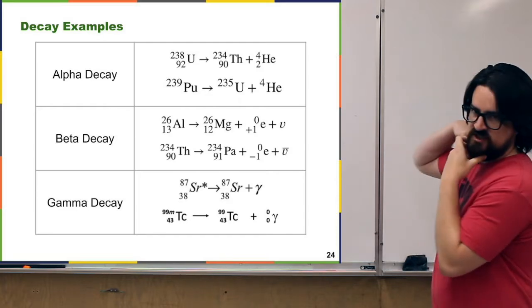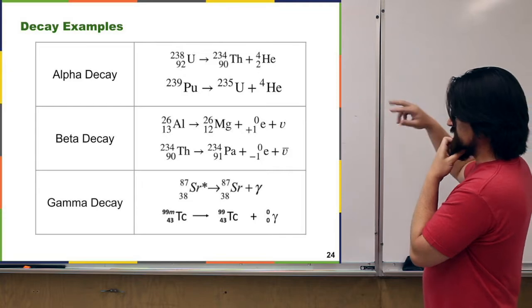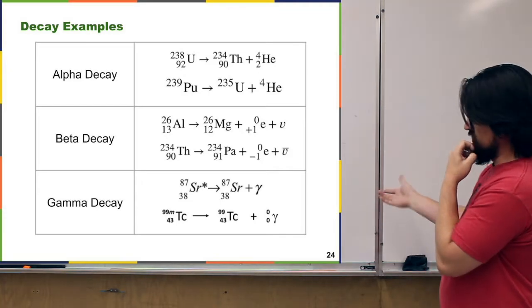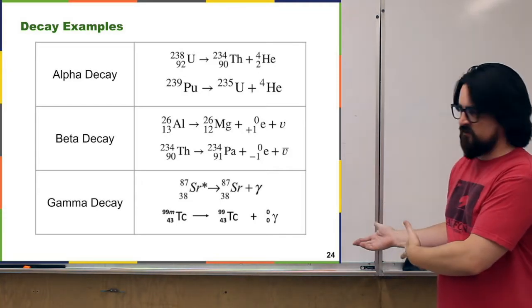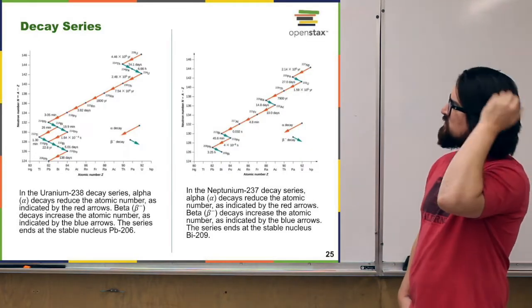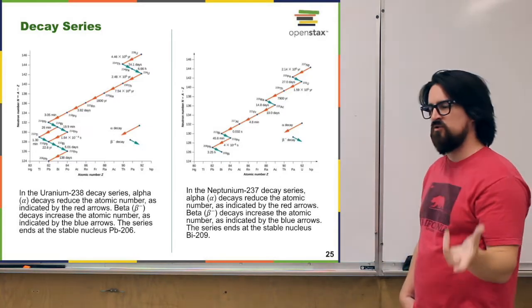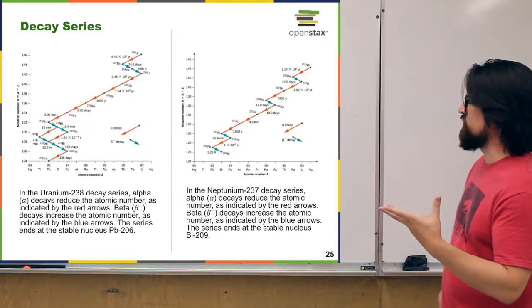So like the kinetic energy of the helium nuclei that's being released here, or the kinetic energy of the electron or the positron, or just the energy of the gamma ray itself here. So now that we know about some of the different decays, it's interesting to look at some unstable nuclei and the processes they can go through.